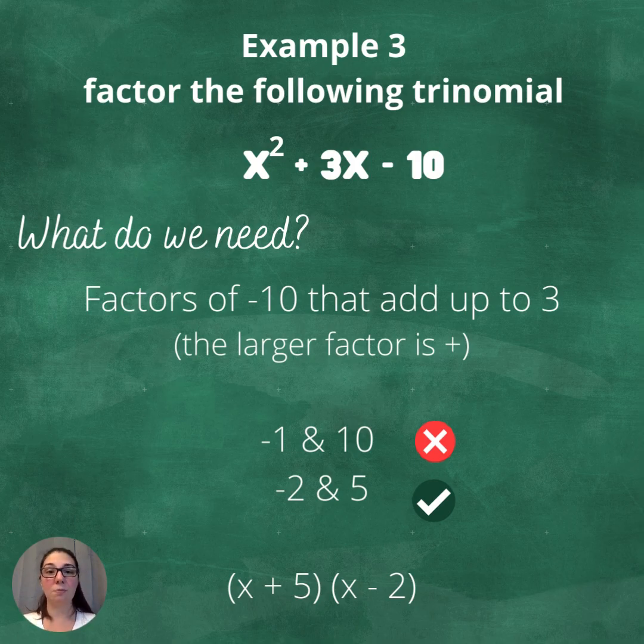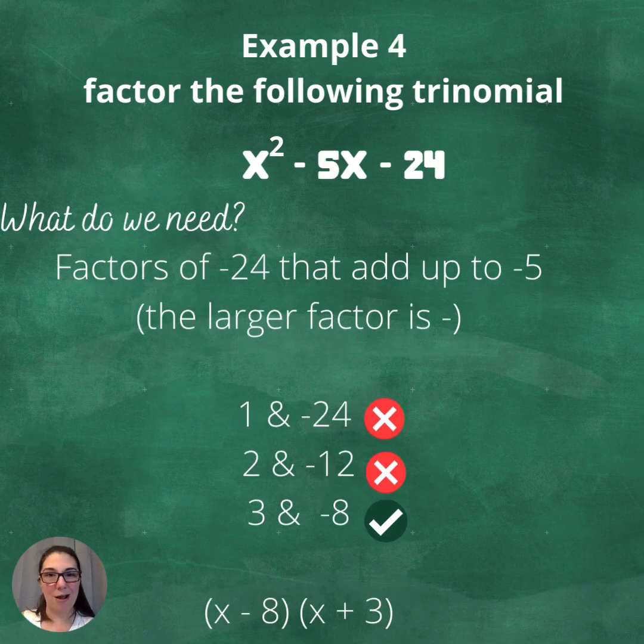And then our answer would be x plus 5 times x minus 2. And again, like I said before, the x plus 5 doesn't need to come first in the answer. You could have x minus 2 come first. What matters, though, is the signs in the parentheses must be with the correct numbers. So the 5 needs to be the x plus 5, and the 2 needs to have the x minus 2. All right, one more example for us.